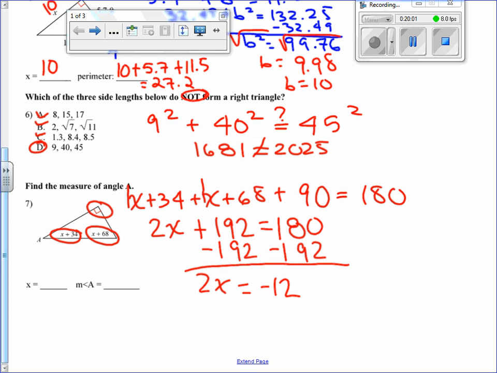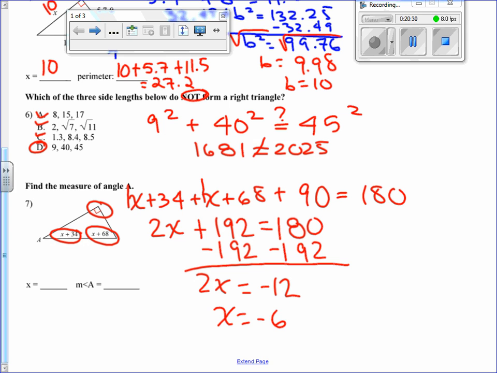I just dealt with the two angles here, since I knew that this is 90, and these two have to also make 90 to make 180. So I just did the first angle plus the second angle, and I set that equal to 90. And that's perfectly fine. Or you could do all three angles, all right? But you just have to set it equal to 180 because you included that extra angle, okay? So x equals -6.